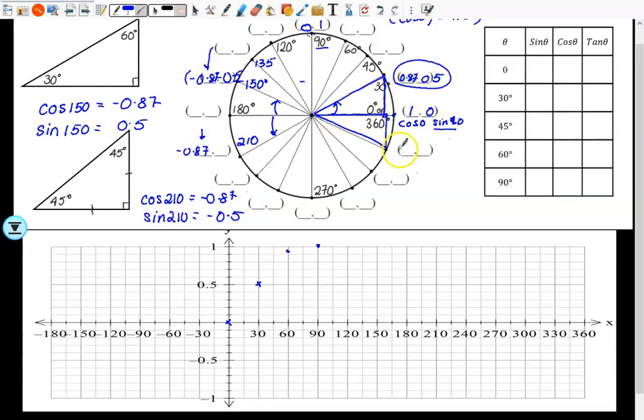So that's 0.87. This is also 0.87. And then instead of going up by 0.5, this has gone down by 0.5. So it's not 0.5, it's negative 0.5. Does that make sense? Now what this tells us, because that's gone from 360 down by 30, so that's now the angle 330, is that cos of 330 is 0.87 and sine of 330 is negative 0.5.